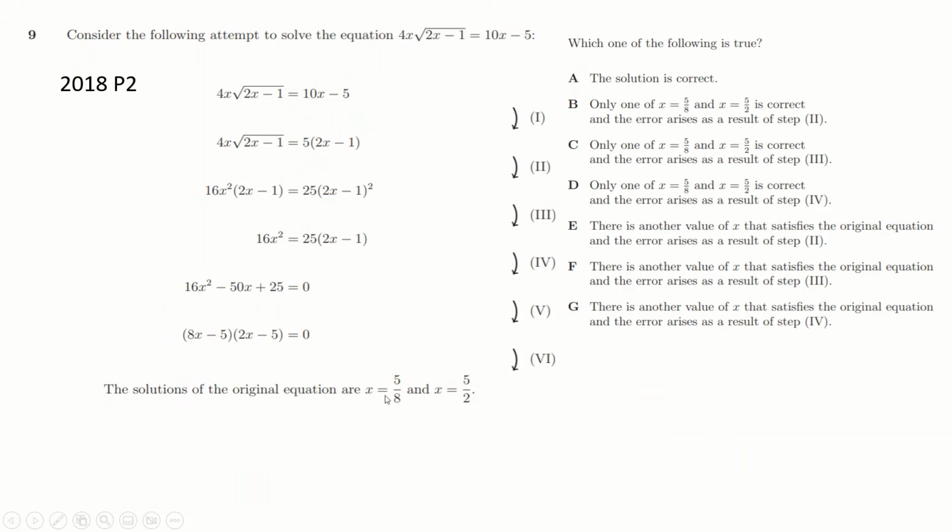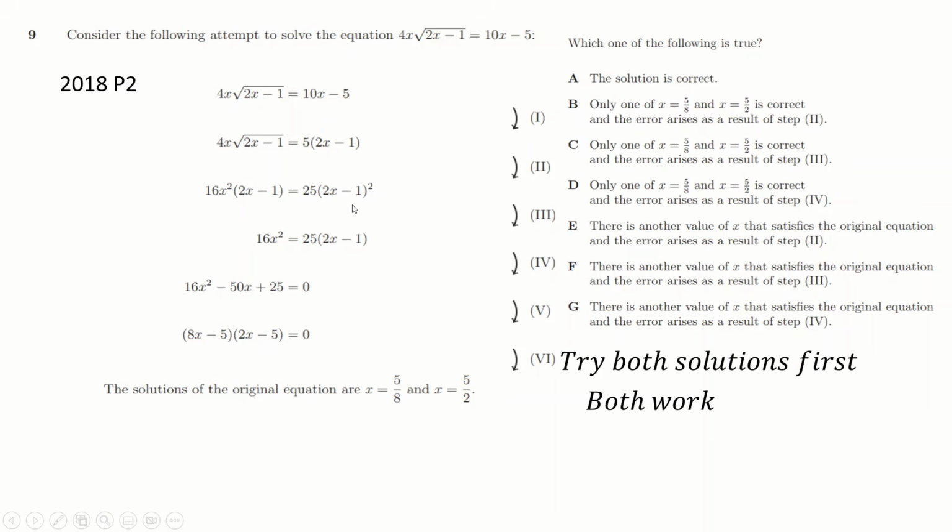Likewise here, they've given you two answers. When you test both of those answers, so ignore the working, both work. So okay, either the answer is A or E, F, or G. Now E, F, or G all talk about an extra solution. So we need to think, is there any extra solution here? How do we find that? Well, that's maybe when we look over the working.